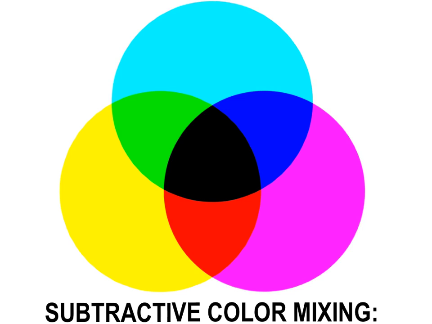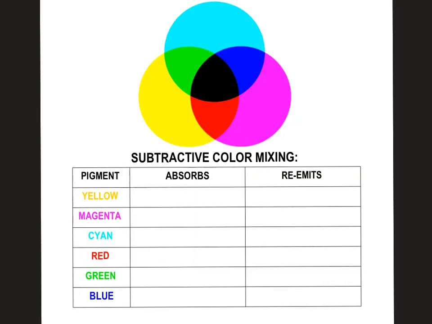Now, black in the center is a different story, because there is no color that is directly shared between yellow, magenta, and cyan, which means that everything gets subtracted out, and that's why we just get black.